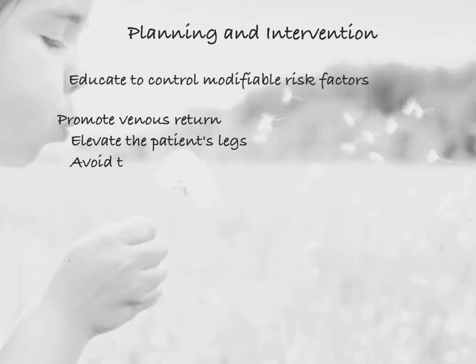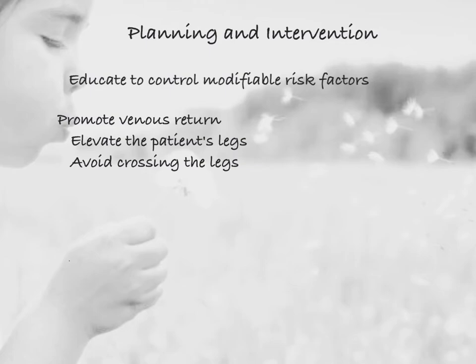Avoid crossing the legs. That compresses the vessels. Elevation will help the blood return to the heart. Crossing the legs creates an obstruction or a kink in the works, and the blood doesn't always get back. If a recliner chair is available, the patient can sit in one that elevates the legs.